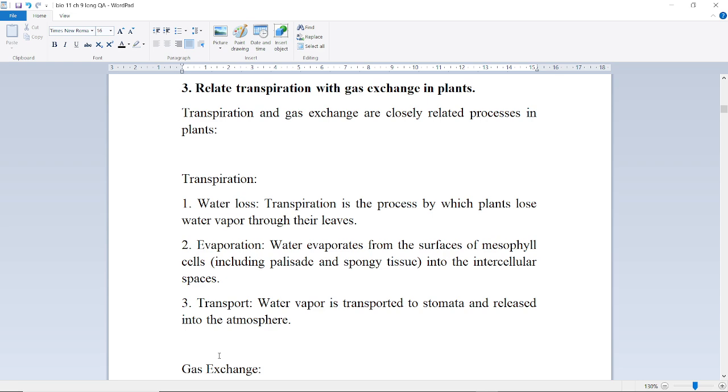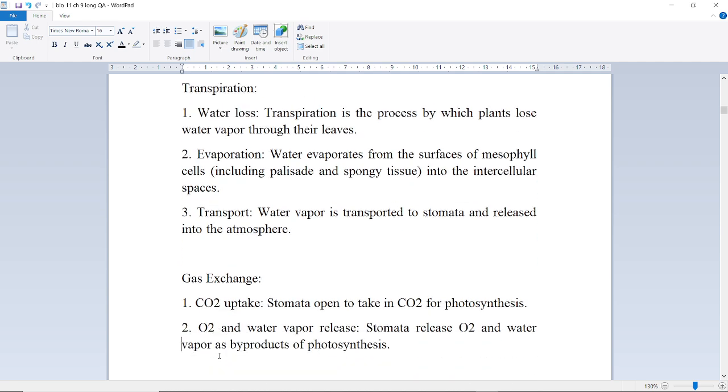Transpiration and gas exchange are closely related processes in plants. Transpiration. Water loss. Transpiration is the process by which plants lose water vapor through their leaves. Evaporation. Water evaporates from the surface of mesophyll cells, including palisade and spongy tissue, into the intercellular spaces. Transport. Water vapor is transported to stomata and released into the atmosphere.